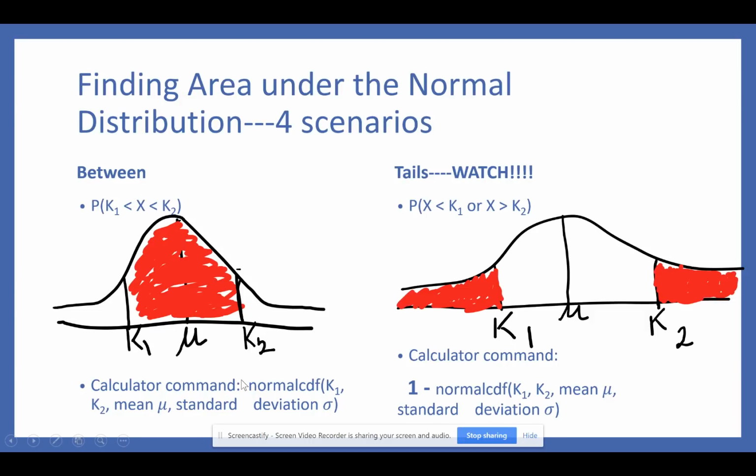Now the calculator command here is a little bit different because what we're going to do is kind of remove this white region in the center of the graph. So we do one whole, we've got the whole pizza, minus the middle that we don't want, and that gives us what's left over, which would be the two red regions in the tails. And again, we'll take a look at that with some numbers and some examples in the next video.